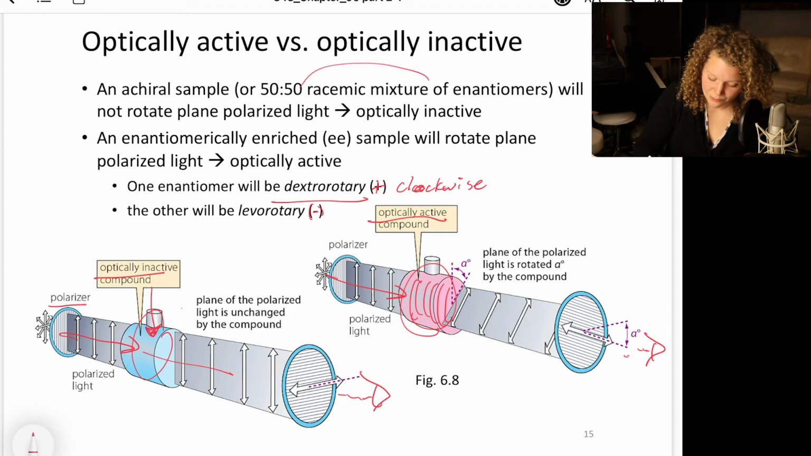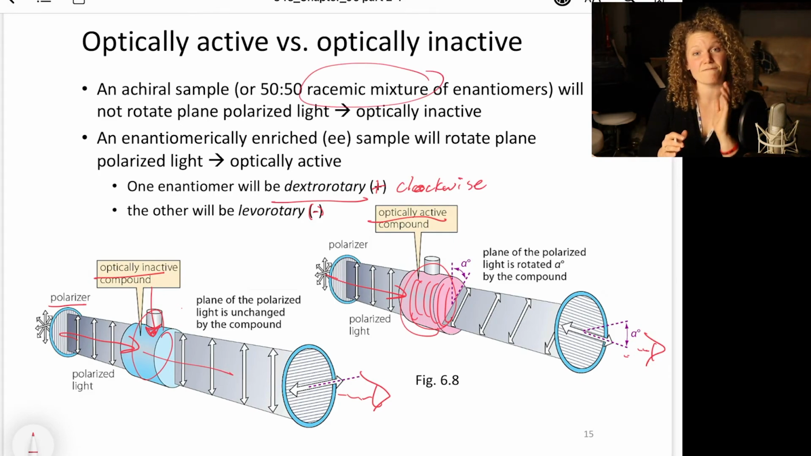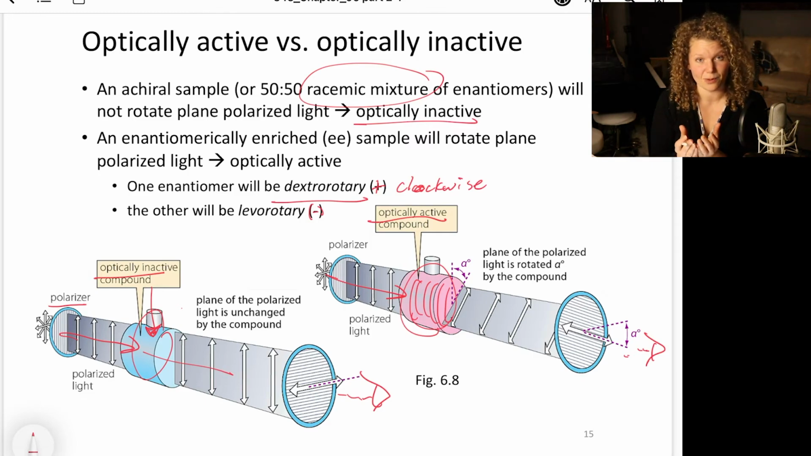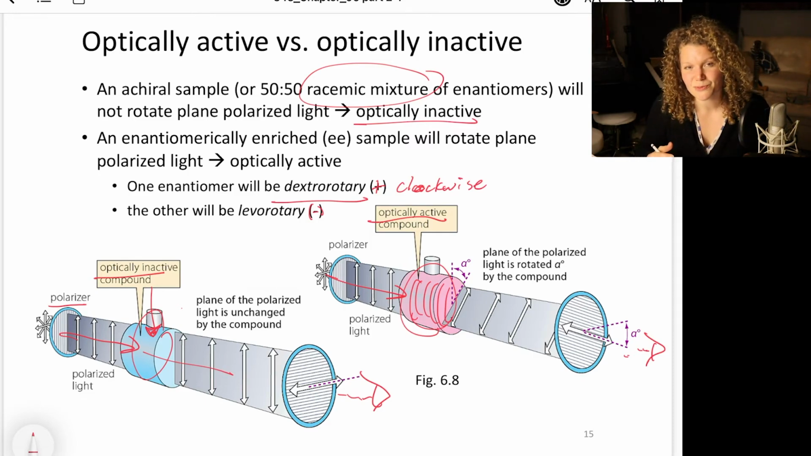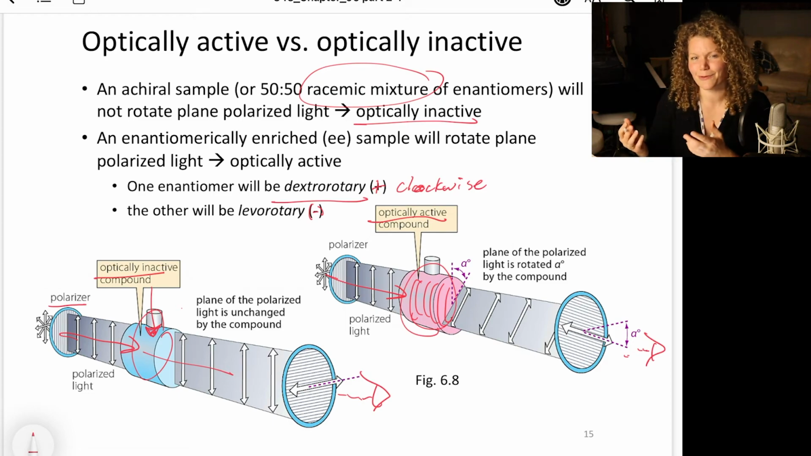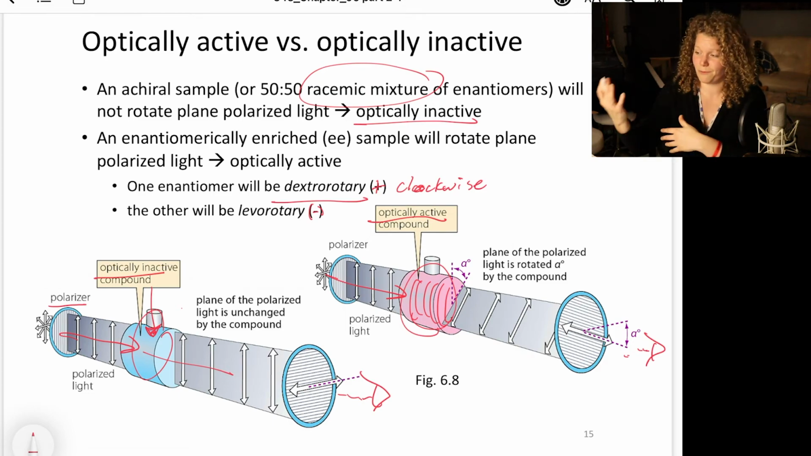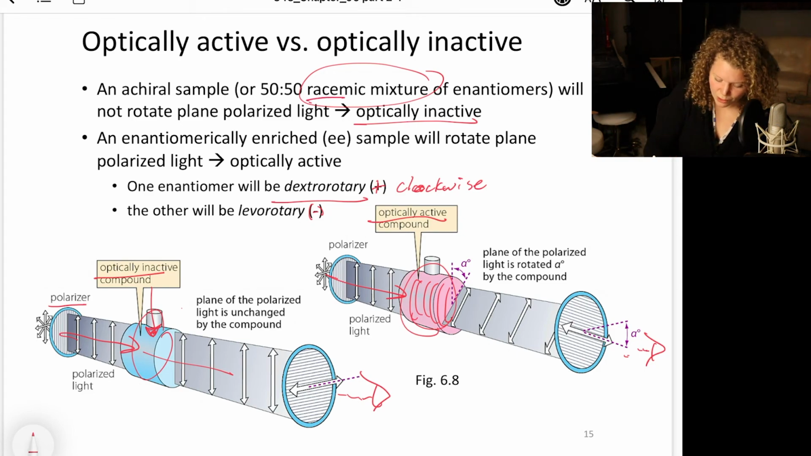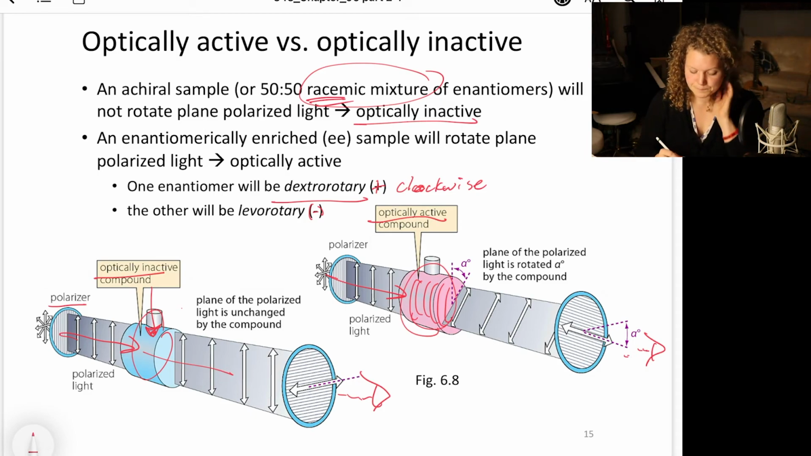This is what we call a racemic mixture. Racemic mixture means you have 50-50 of your enantiomers. This will give you an optically inactive sample. Many times we're doing these reactions and we're actually forming a racemic mixture. We might form R, but we're also forming S, 50-50. This gives you a racemic mixture. We're going to be using this word quite a bit.